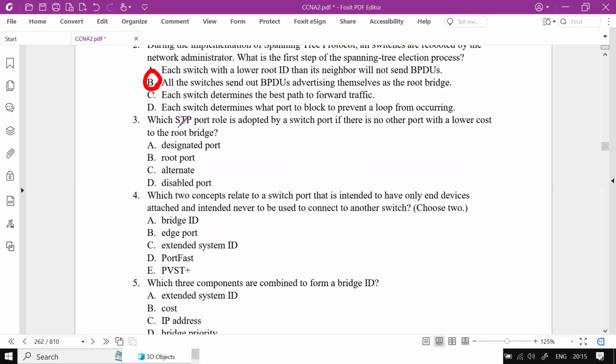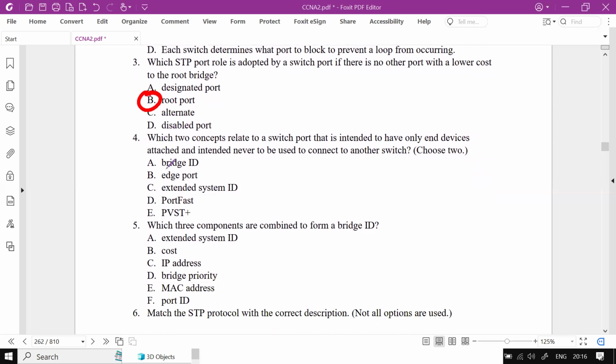Question three. STP root port is adopted by a switch where there is no other port with a lower cost to the root bridge. The root port is the port which has the lowest cost to reach the root bridge. Through the sessions that we did for STP, this was clearly covered. What is the root port? What is the designated port, et cetera.